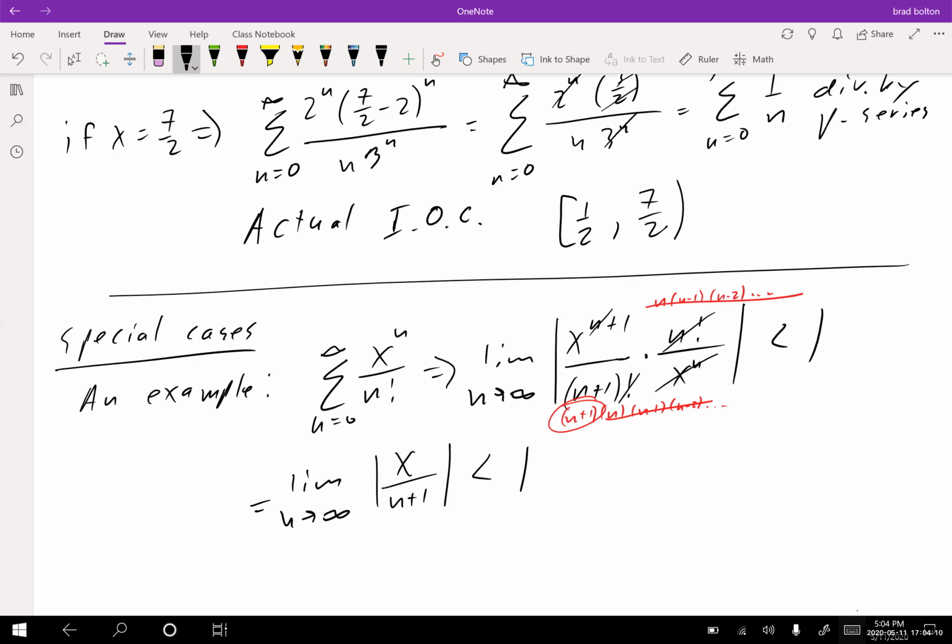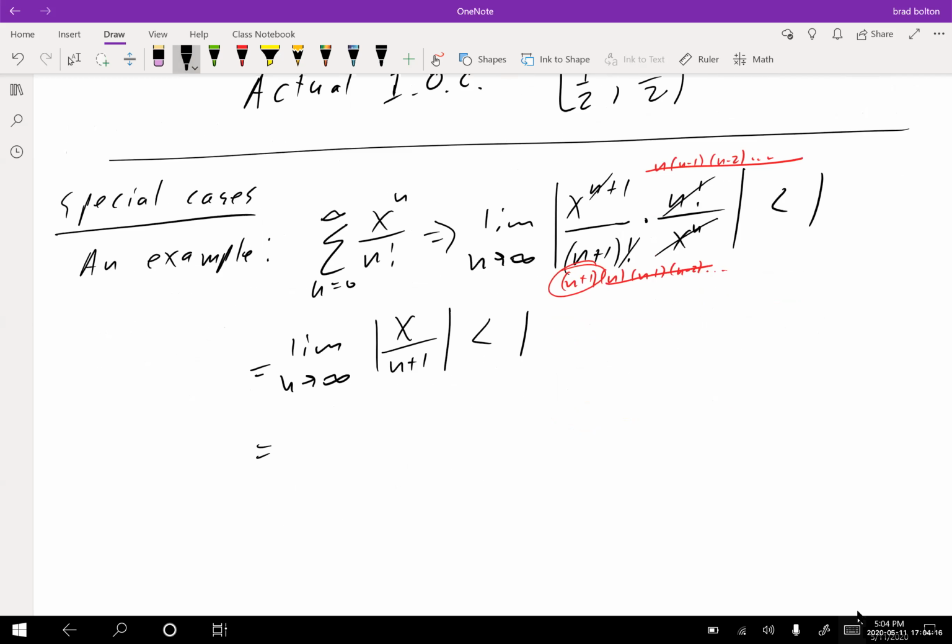So we basically have the absolute value of x over n plus 1, but remember n is always positive, and when you add 1, it's a redundancy. So we're going to say that this is the absolute value of x, which has nothing to do with the limit as n approaches infinity of 1 over n plus 1 is less than 1. But you guys know that this limit is actually 0, because the limit as n approaches infinity of 1 over an infinitely large number is going to be 0.